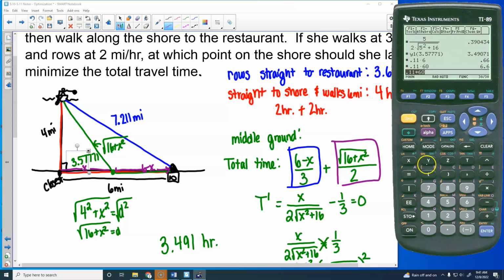If I plug in Y1 of 0, it gives me 4 hours, which is what I got here. So if X is 0, she goes straight here. If I do Y1 of 6, it gives us that number we got over here, right? And so X is the distance from this point to wherever she's rowing to.